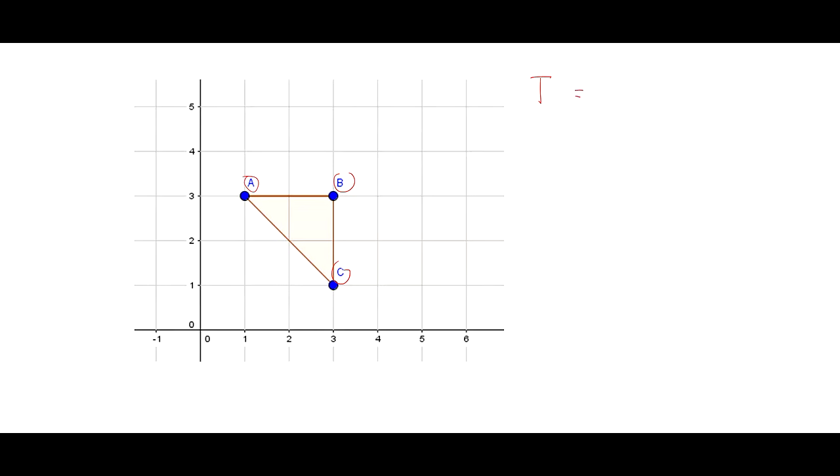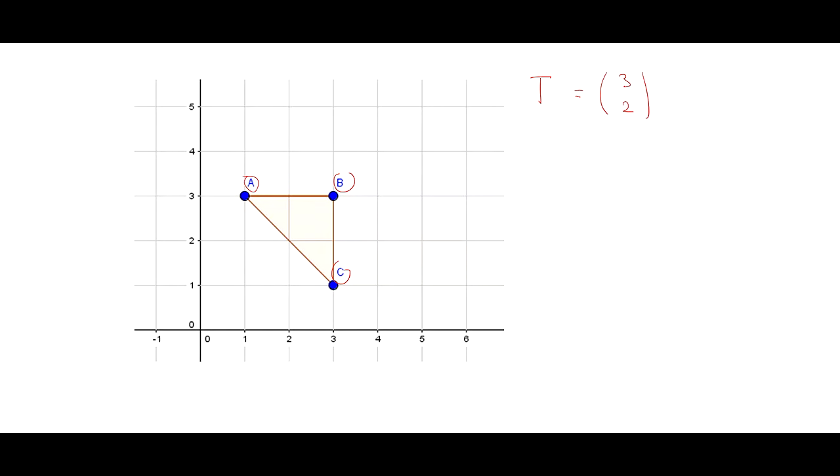Now, a translation is represented by a column vector. So let's say we have a translation T, which is represented by 3 units and 2 units. Now, how do we interpret this translation T?